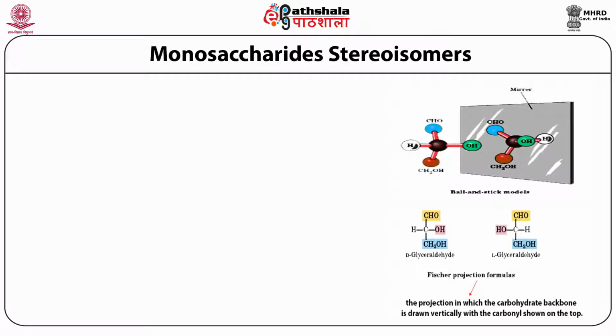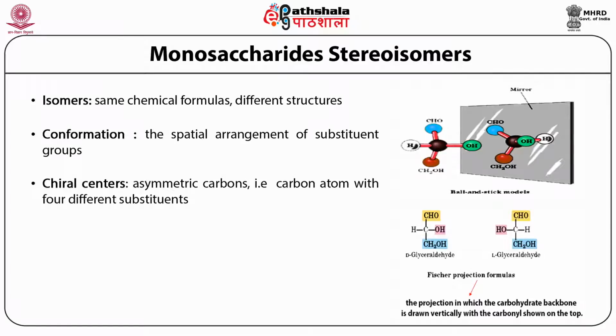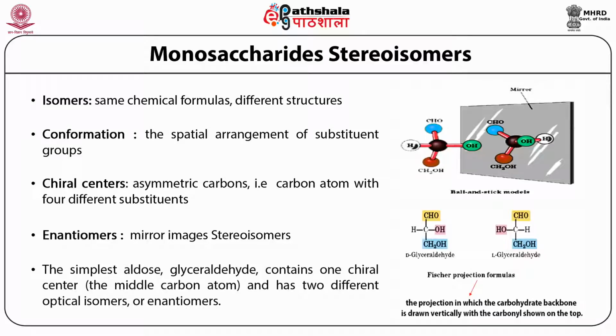Monosaccharides, stereoisomers. Isomers have the same chemical formula but differ in structure. Conformation refers to the spatial arrangement of substituent groups, which varies. Chiral centers, or asymmetric carbons, are carbon atoms with 4 different substituents. Enantiomers are mirror-image stereoisomers, and the simplest aldose, glyceraldehyde, contains 1 chiral center, the middle carbon atom, that has 2 different optical isomers which are enantiomers, representing the simplest chiral carbon.